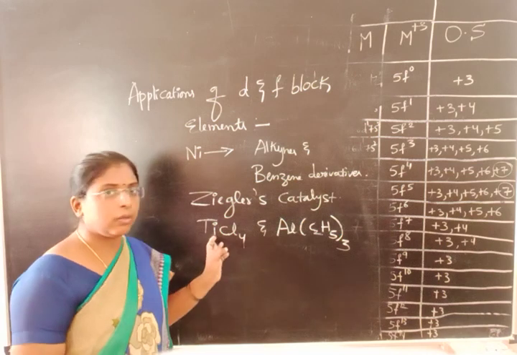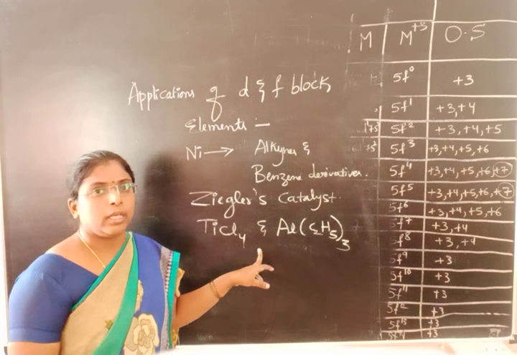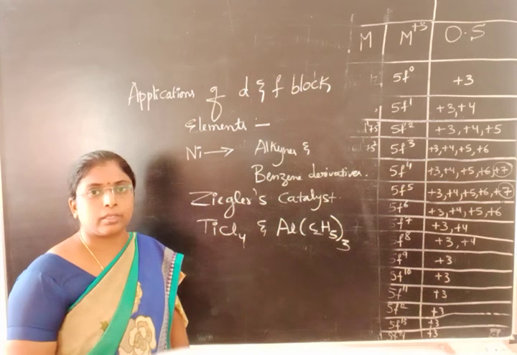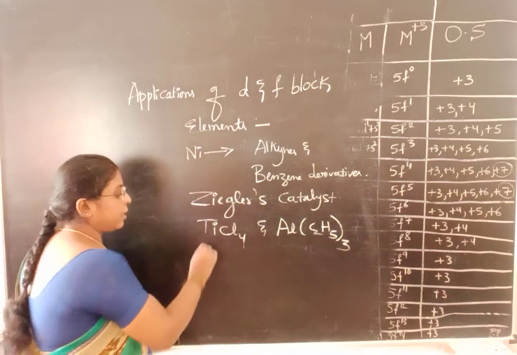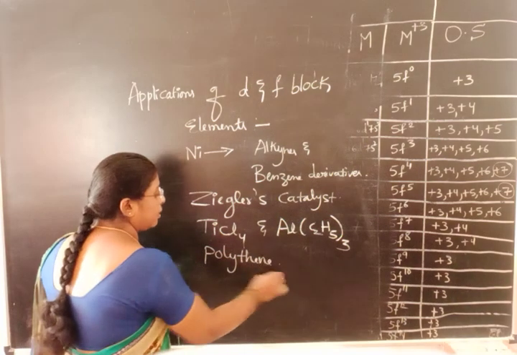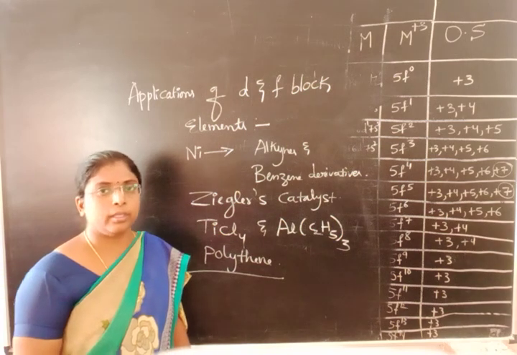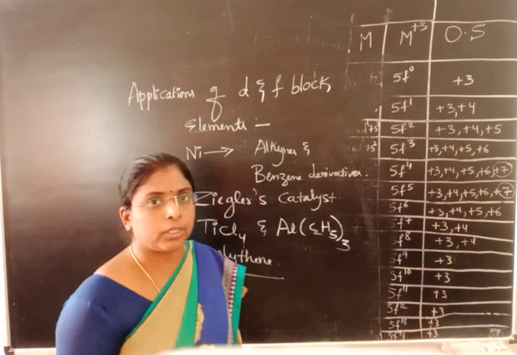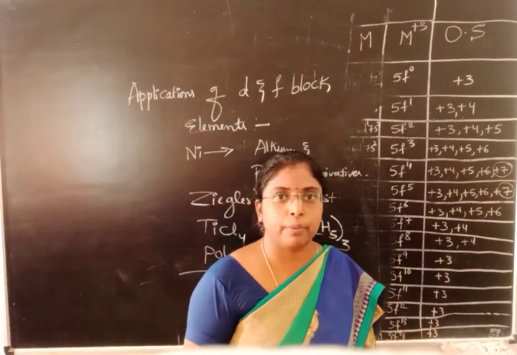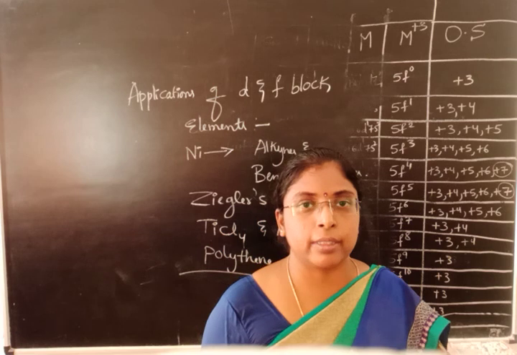Here titanium belongs to the D block elements. This Ziegler's catalyst is used in the polymerization, in the manufacture of polythene. These are some of the applications of the D and F block elements. This completes the chapter D and F block elements. Thank you.